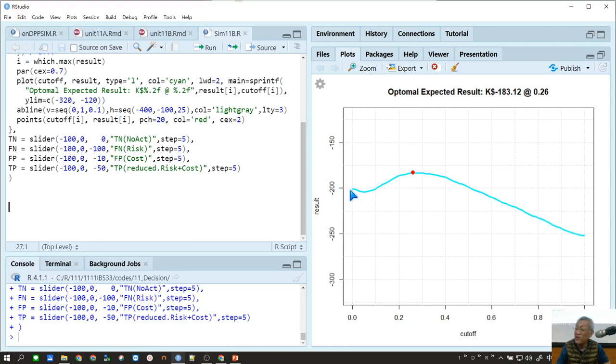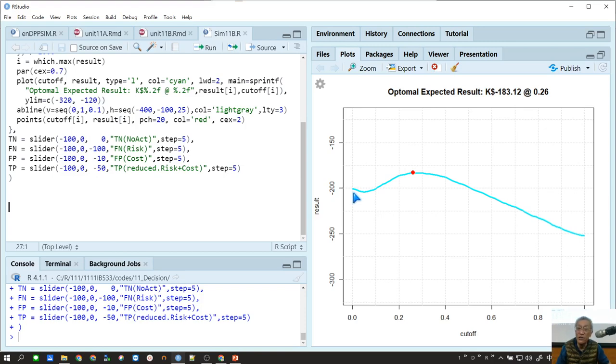You can read it from here, right? Because you already did the simulation. That's what the simulation is for. It simulates that if you apply that action to everyone, you will actually have an expected payoff of minus 200, okay?